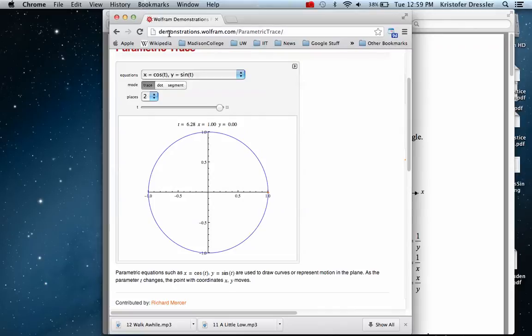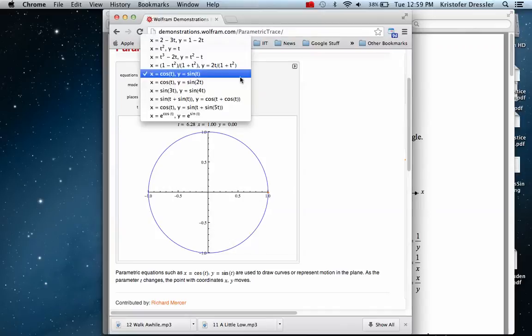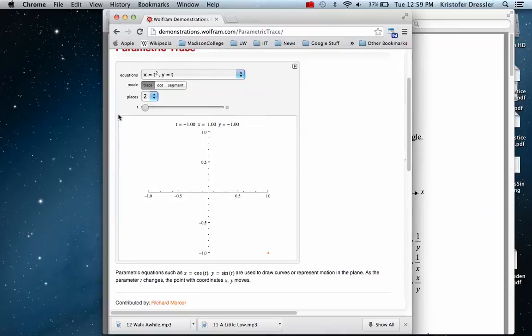If you want to check this out, there's a bunch more you can play with at demonstrations.wolfram.com, and then go to parametric trace, and there's a bunch of cool ones. The unit circle, you've been there, done that, so let's look at something more interesting. How about this one here? X is t squared, and oops, kind of let the cat out of the bag there. X equals t squared, and y equals t.